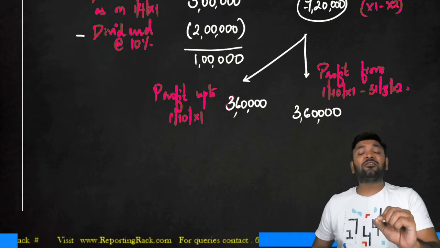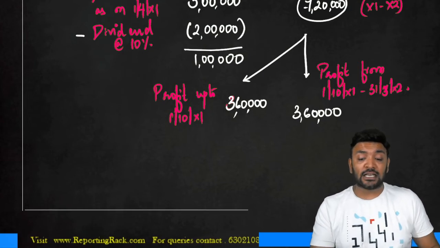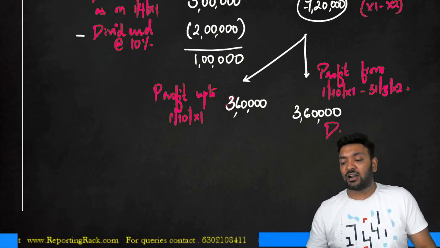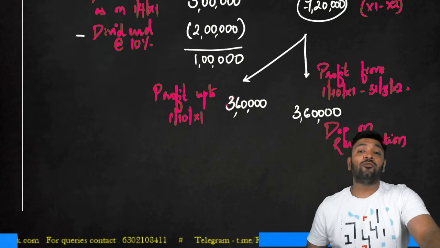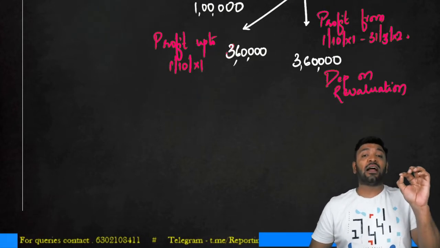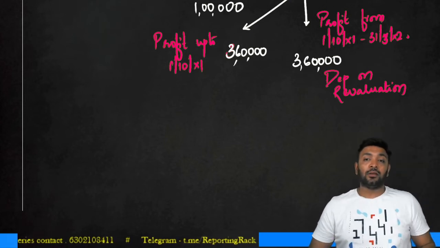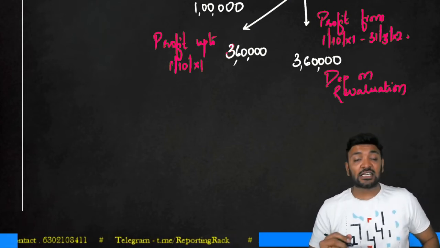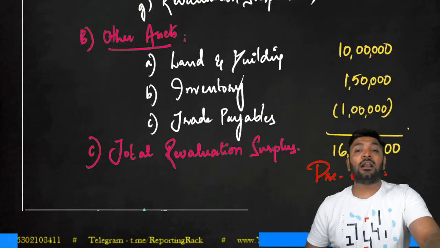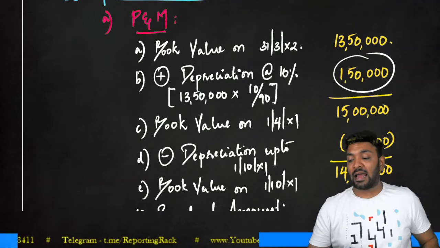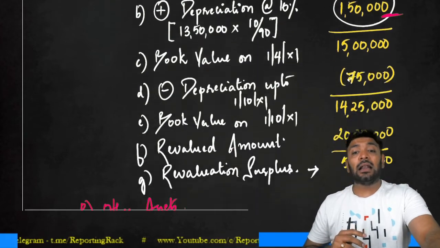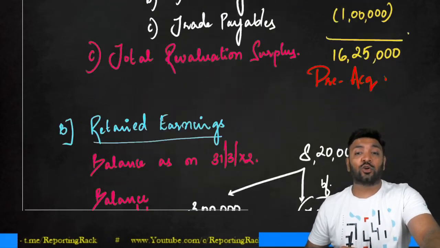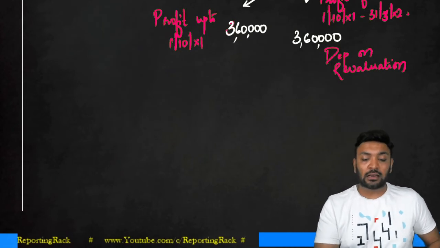This profit, which is earned after the date of acquisition, is subjected to change because of depreciation on revaluation. What is depreciation on revaluation? You only gave me a depreciation with respect to upward revaluation and a depreciation of 10%. Correct? How do I calculate depreciation on revaluation? Total year's depreciation already provided on plant and machinery was 1,50,000. What is the second half's depreciation? 75,000. But now the value of the asset is 20 lakhs on 1st October. So how much will I depreciate on 1st October? Calculate and check.